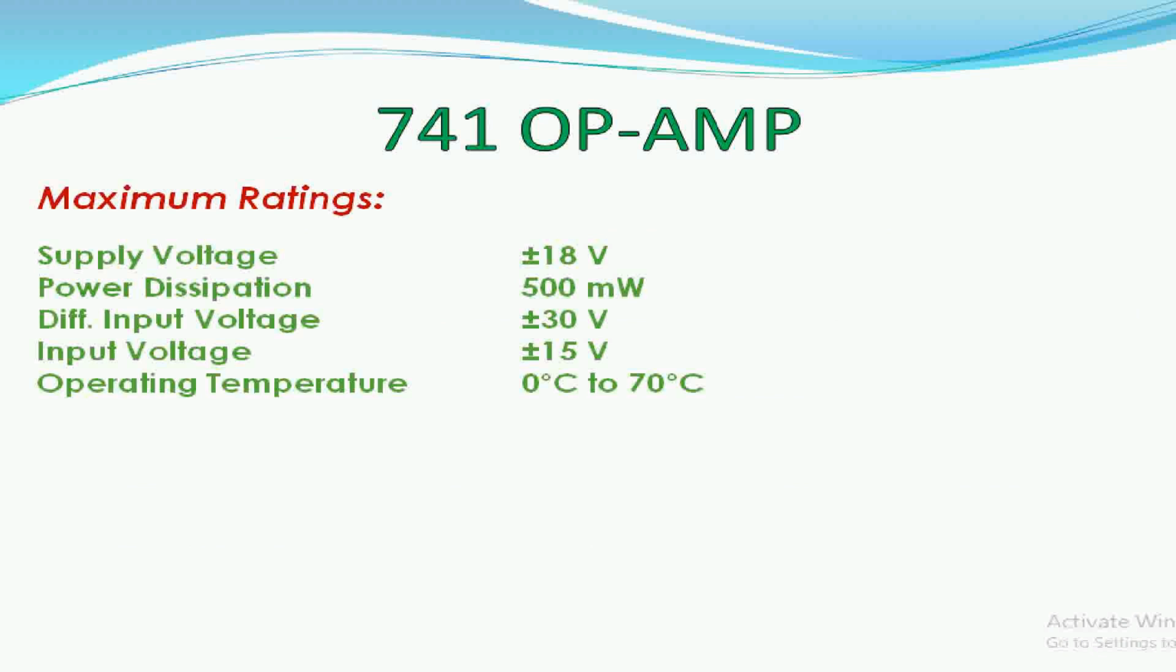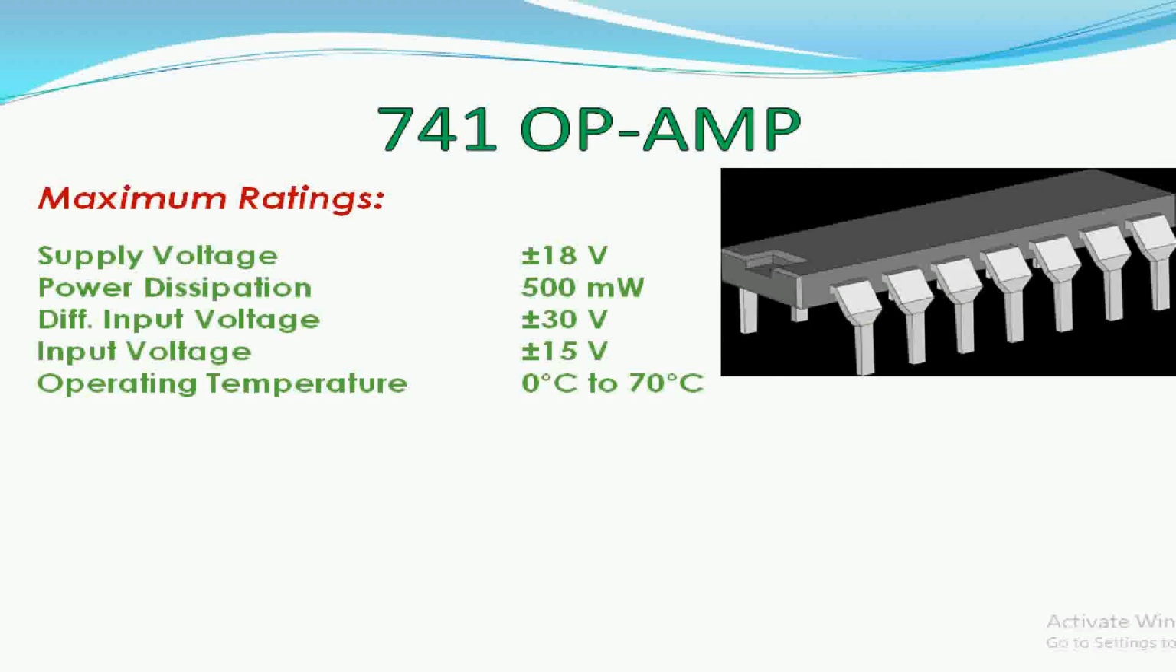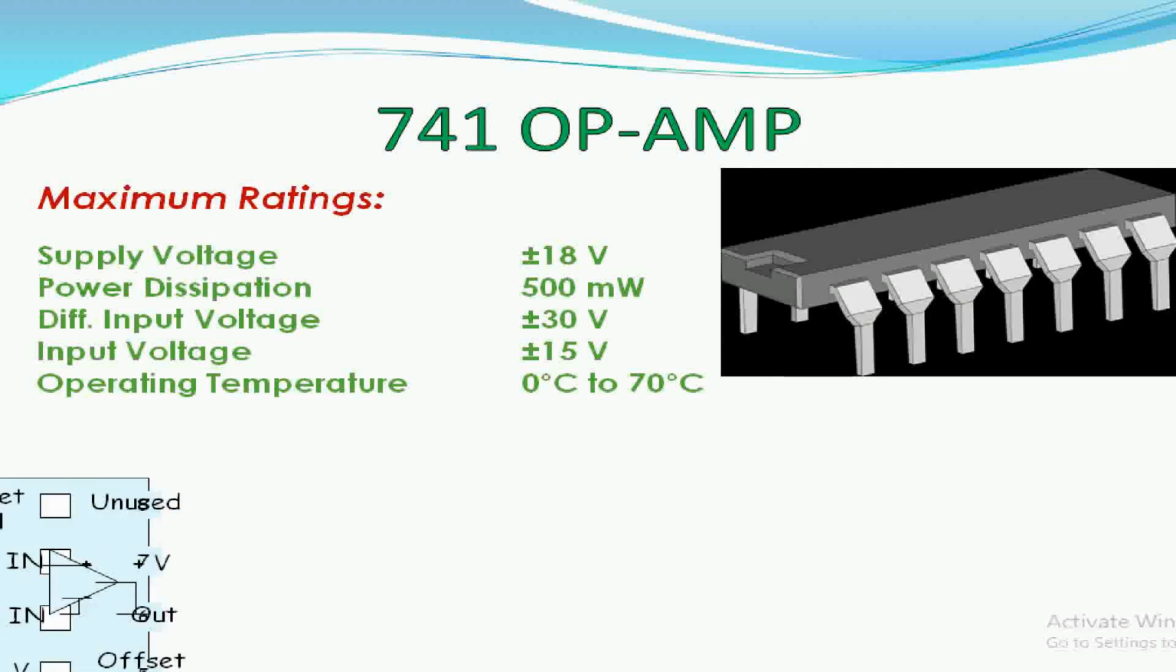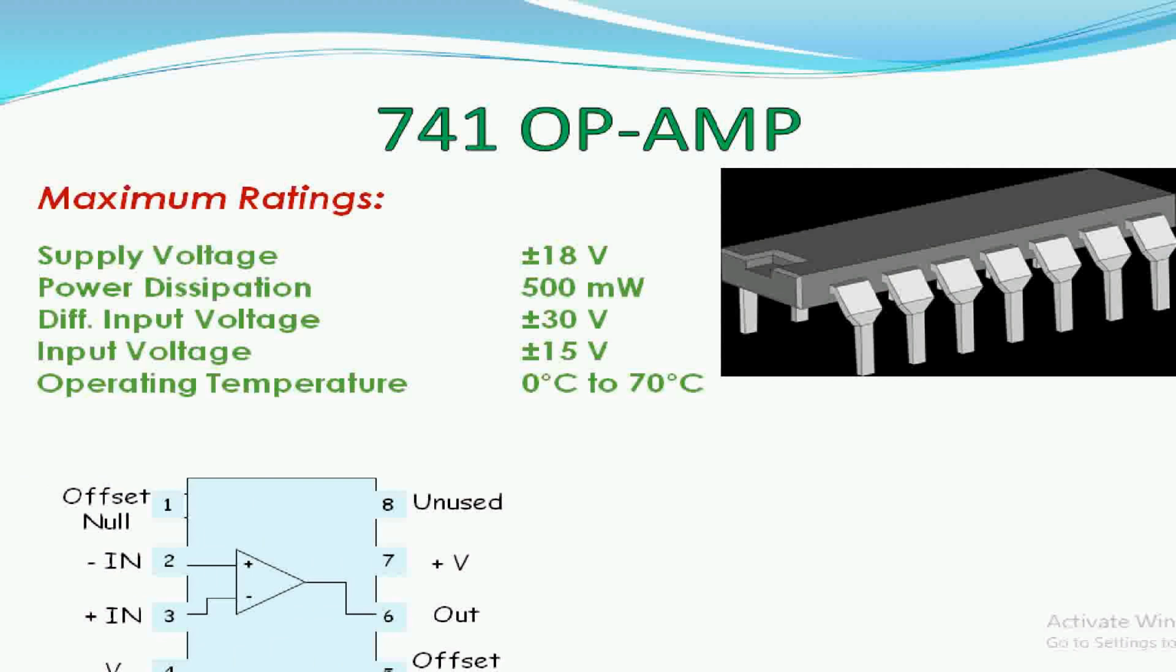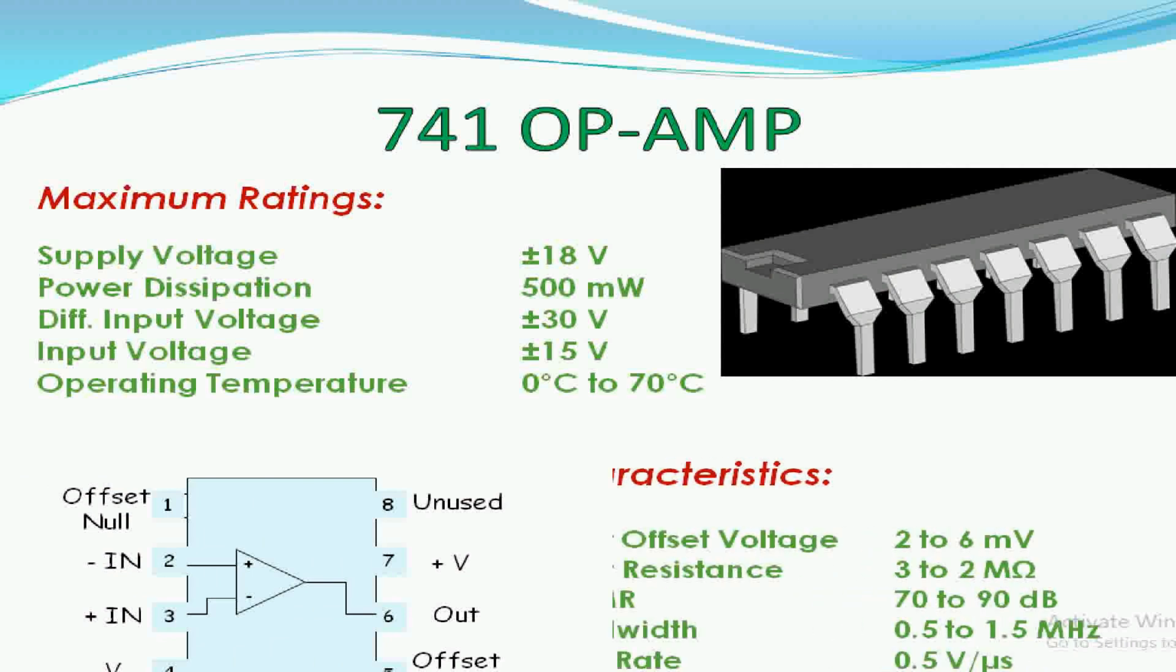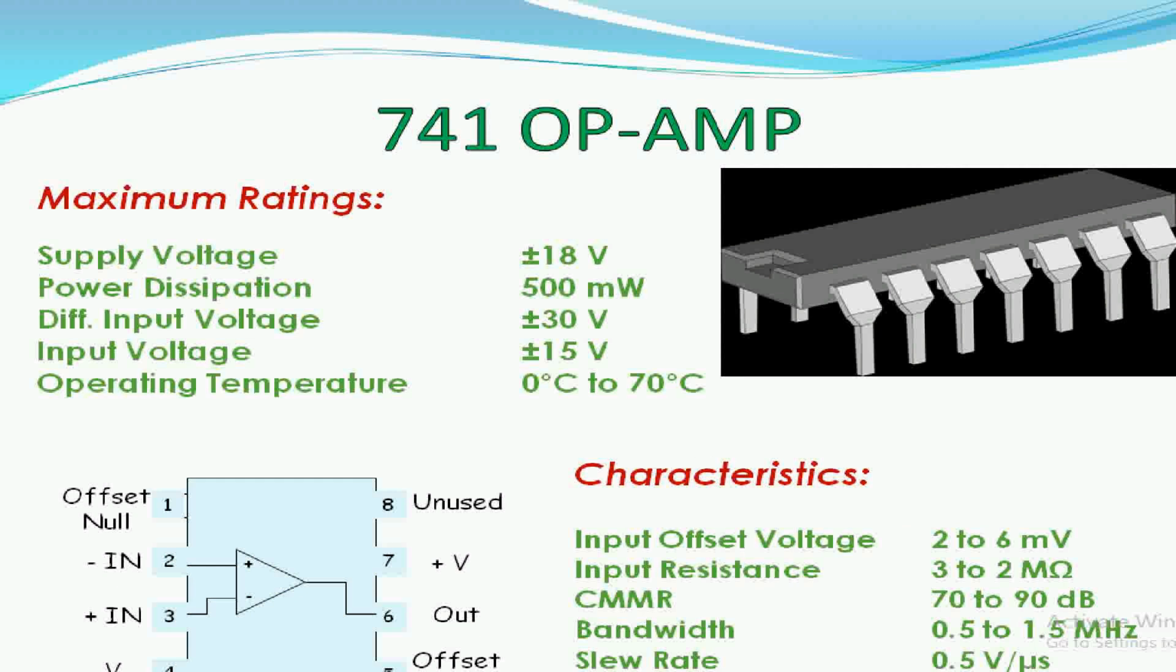For the op amp IC number 741, these are the ratings specific to the 741 op amp. Supply voltage is plus or minus 18 volts, power dissipation is 500 milliwatts, differential input voltage is plus or minus 30 volts, and the input voltage is plus or minus 15 volts. Its operating temperature is 0 to 70 degrees. We have already seen this pin diagram. These are some characteristics specific to the 741 op amp.